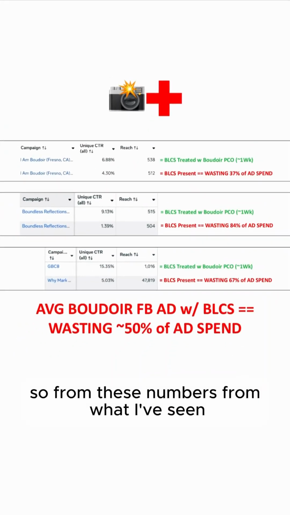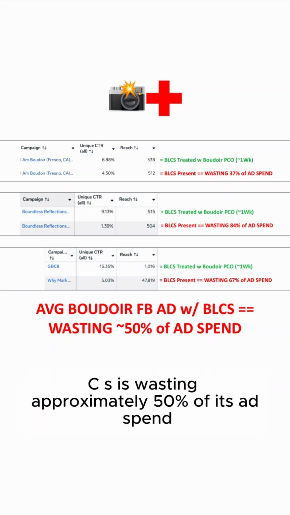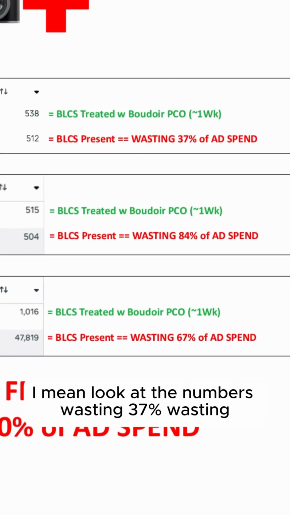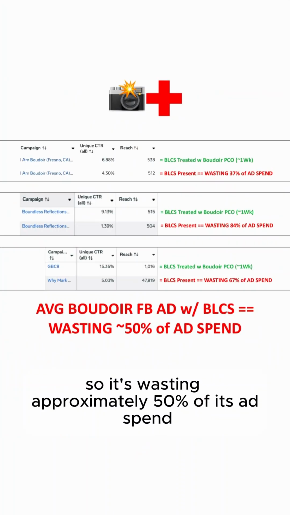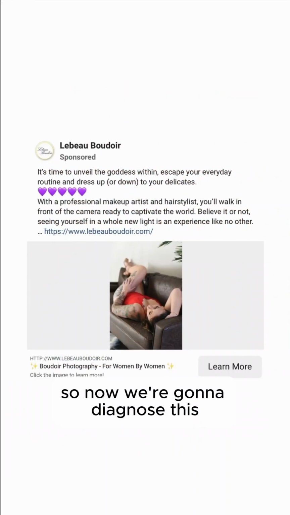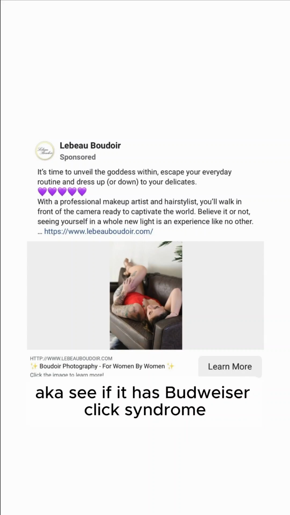So from these numbers, from what I've seen, the average boudoir Facebook ad with BLCS is wasting approximately 50% of its ad spend. I mean, look at the numbers: wasting 37%, wasting 84%, wasting 67%. So it's wasting approximately 50% of its ad spend. Now we're going to diagnose this if we believe its unique CTR is under 6%, aka see if it has boudoir low click syndrome.